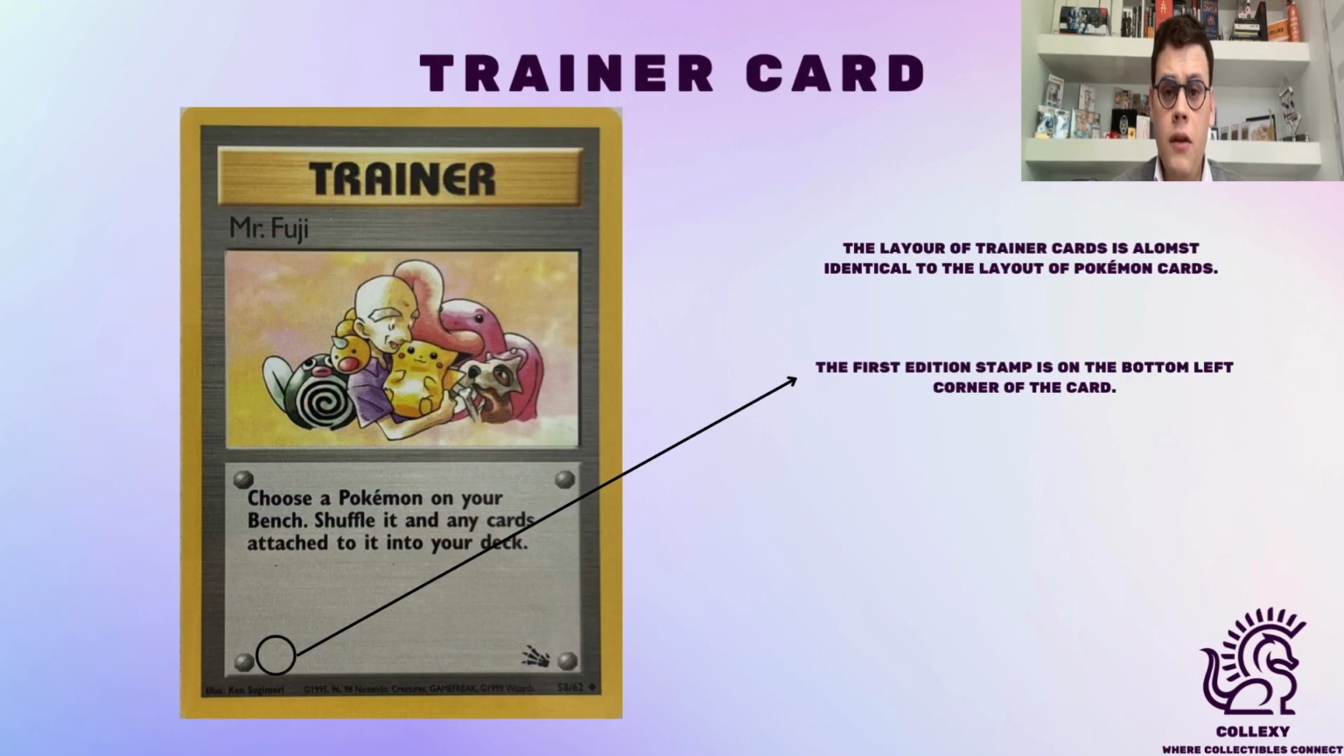As mentioned, the fossil set also contains 5 trainer cards. The only difference, just like the base set and the jungle set, is that the first edition stamp is not on the left hand side under the art box, but on the bottom left side. Here we see no first edition stamp, so this is an unlimited variant.